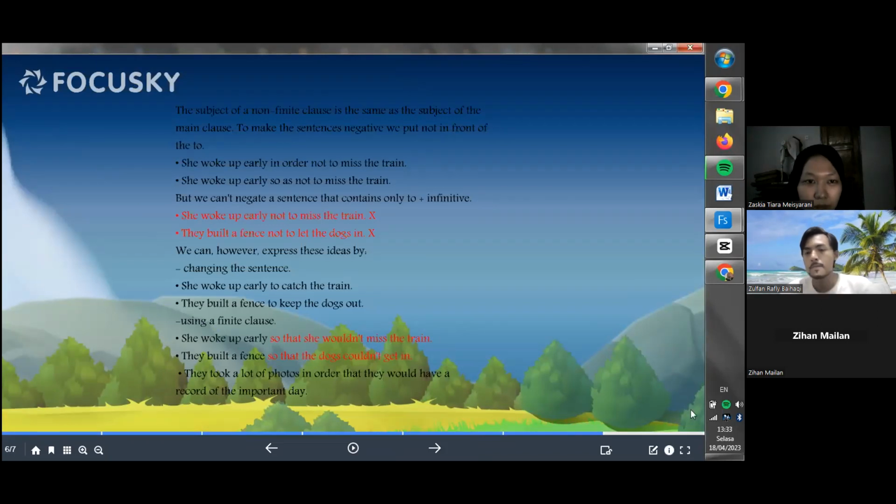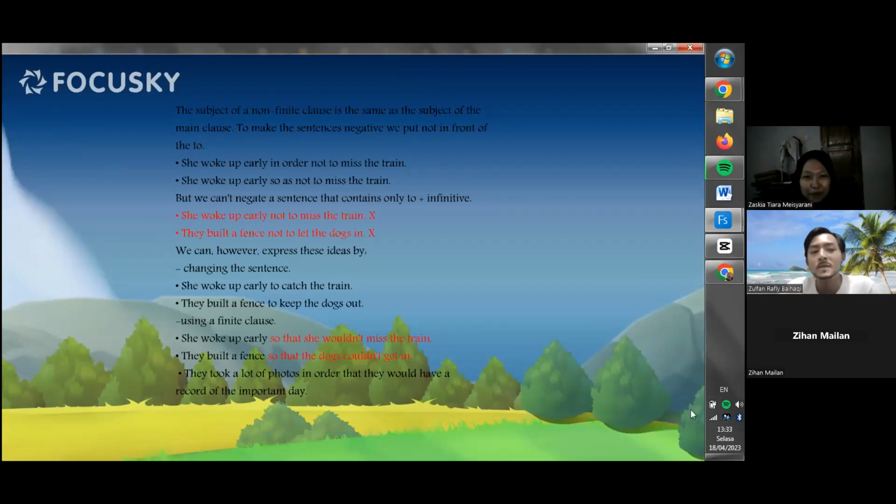Okay, so the next is the subject of a non-finite clause is the same as the subject of the main clause. To make the sentences negative, we put not in front of the to. For example, she woke up early in order not to miss the train. Or she woke up early so as not to miss the train.